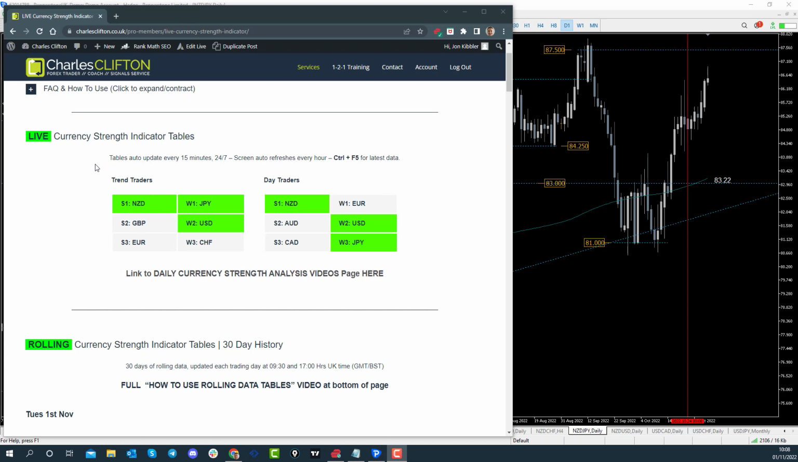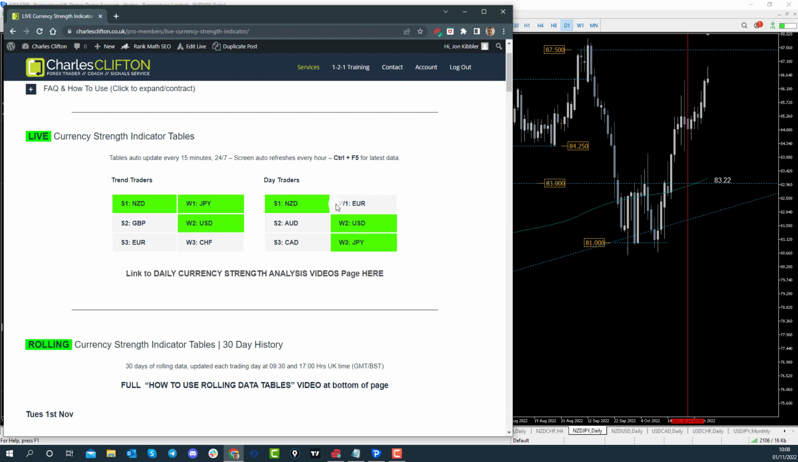So you can see in front of us we have two live currency strength indicator tables. We have the trend traders table and the day traders table. These are the same studies but just highlighting different time frames. So the trend traders is our higher time frame and the day traders is our lower time frame.